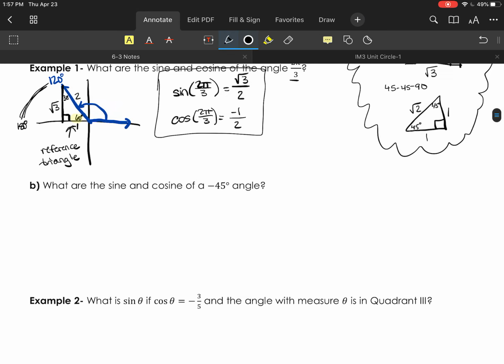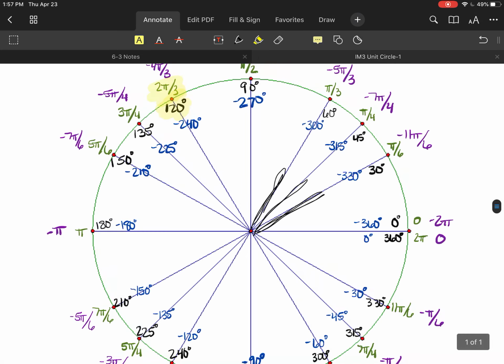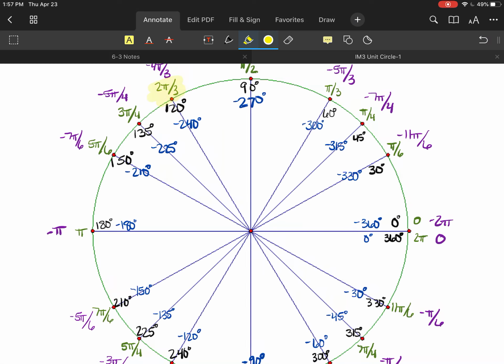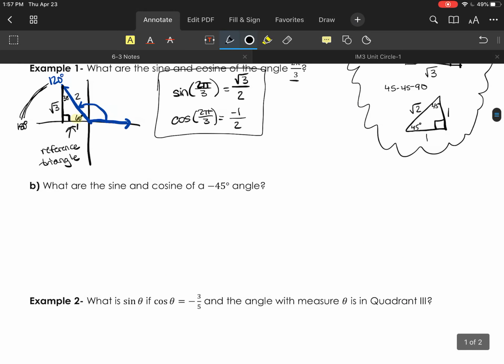Okay? All right, then on letter B, it says, what are the sine and cosine of a negative 45-degree angle? Once again, refer to your unit circle. Negative 45 degrees now is... I'm going to actually undo the markings that I've done so far so we don't get so confused. Negative 45 degrees is right here, okay? So I'm going to start by drawing that picture onto my notes.